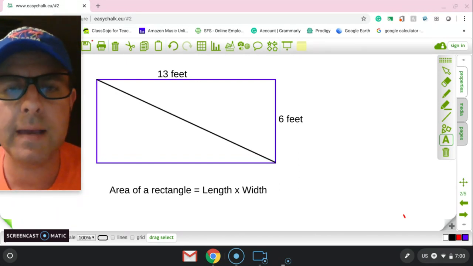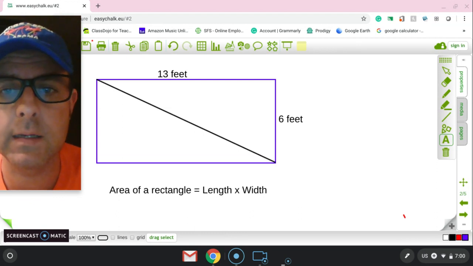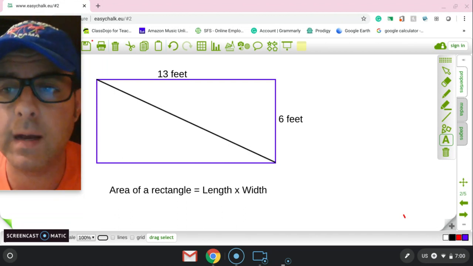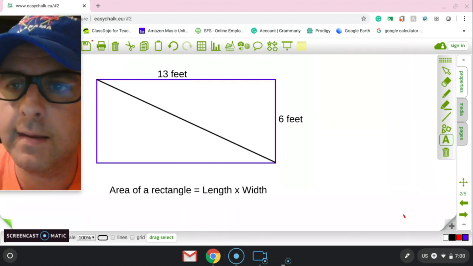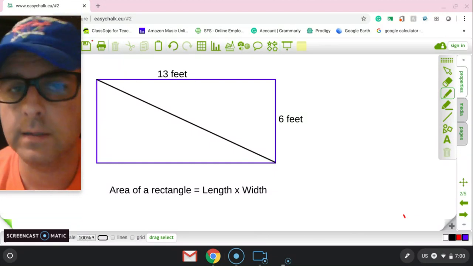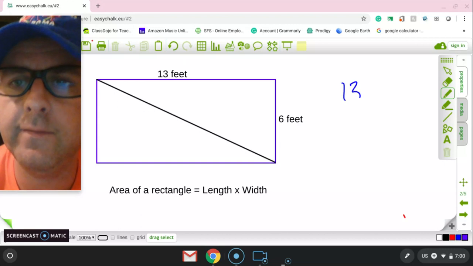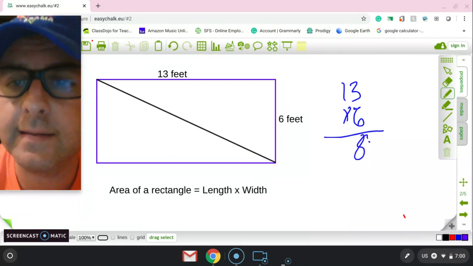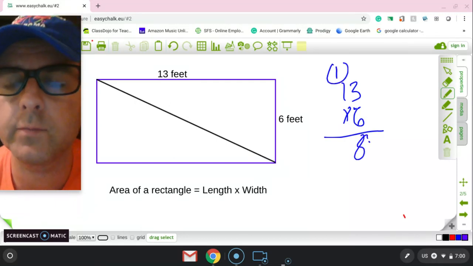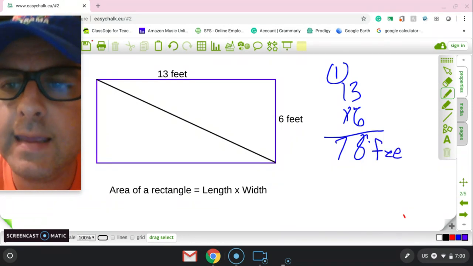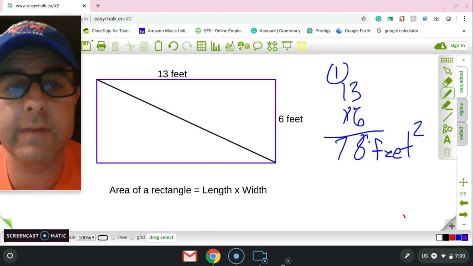So if you all look at my blue rectangle that I have on the screen, it is 13 feet long by 6 feet wide. And you can see, again, the area of a rectangle is the length times the width. What we've been doing, nothing new here. So we're going to take our 13 feet and we're going to take it times 6 to find out the area of the rectangle. 6 times 3 is 18. I'm going to regroup my 1. 6 times 1 is 6 plus 1 is 7. So our rectangle is 78 feet squared, or 78 square feet.